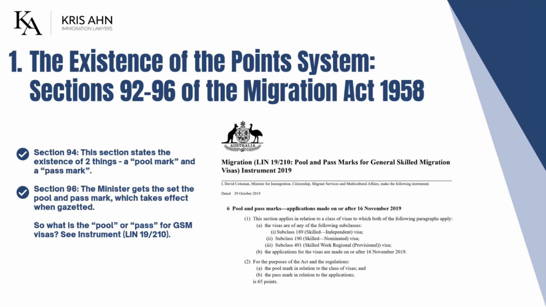In Section 96, it's the minister who gets to set this pool and pass mark. They can do that either by this kind of instrument, but a long time ago, they used to do it in the Gazette. The pass mark is 65 points. That gets your foot in the door. If you hit 65 or more, then you're placed in a pool of applicants, and once you're in that pool, you can wait up to 2 years for an invitation.